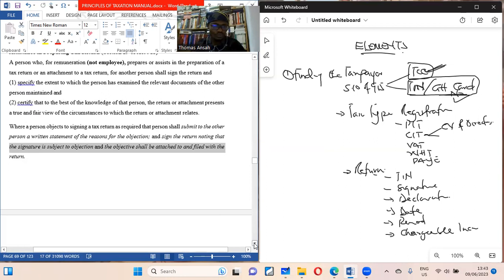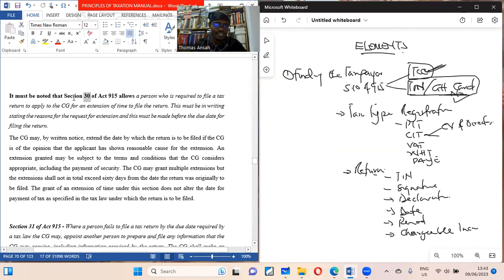So it must be noted in Section 30 that a person who is required to file a tax return may apply to the Commissioner General for an extension. I mean, this is what auditors normally do. Immediately they get to prepare your accounts and they are supposed to help you file your taxes, they will write for an extension. Okay, so the thing is that in Ghana, for example, if you are an individual, your basis period is January to December.